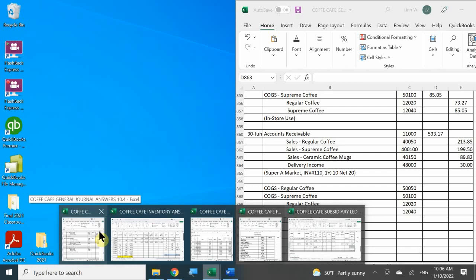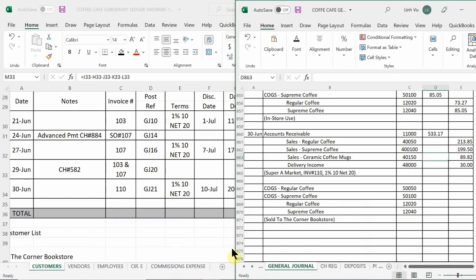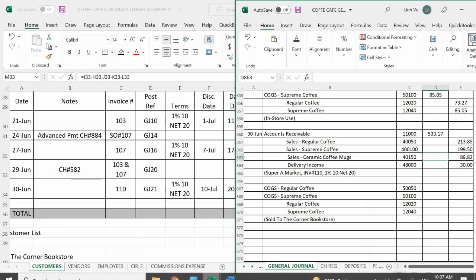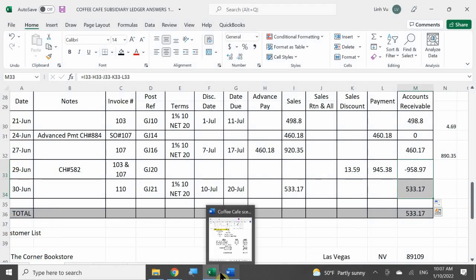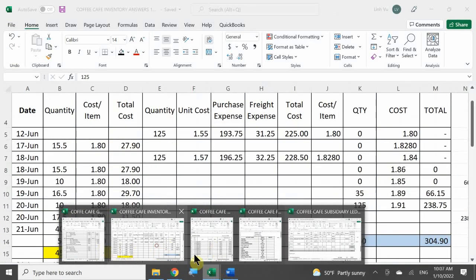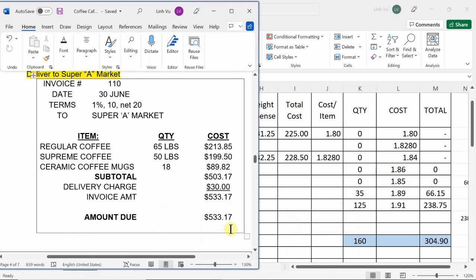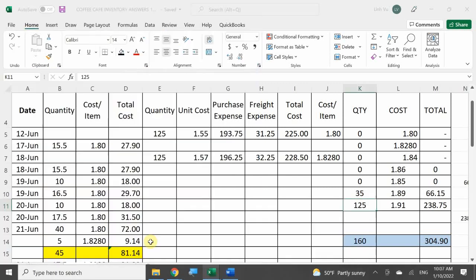So we have the journal, we completed the ledger, the subsidiary ledger, and now all we have left is to finish off the inventory worksheet. Because in this case, we sold 65 pounds of regular coffee and we sold 50 pounds of Supreme coffee. So 65 and 50. So let's go ahead and calculate that. So going to regular coffee.